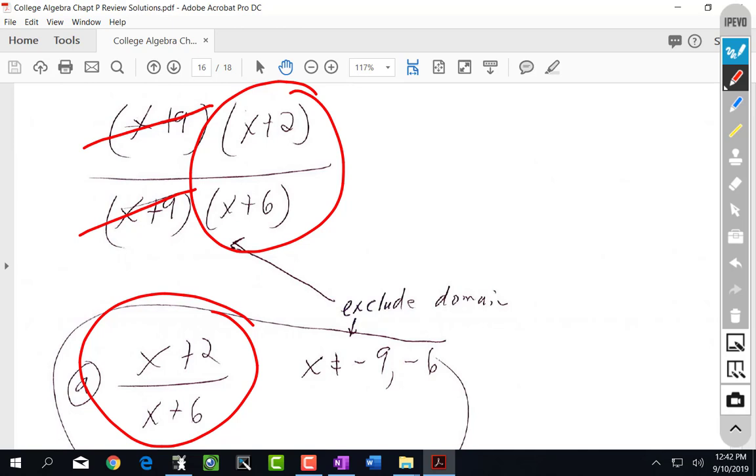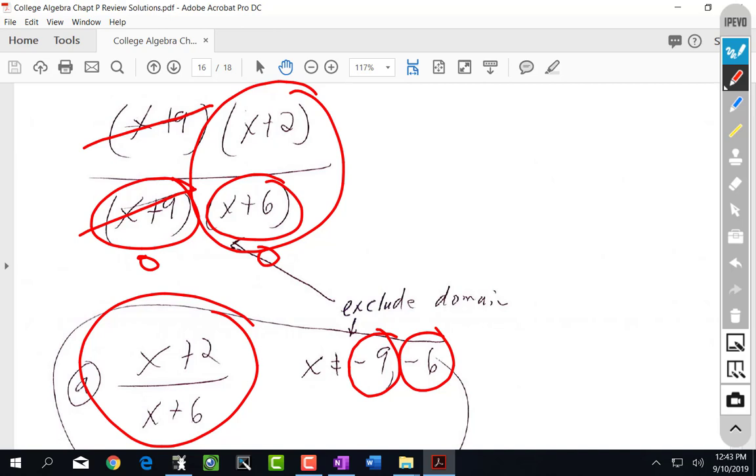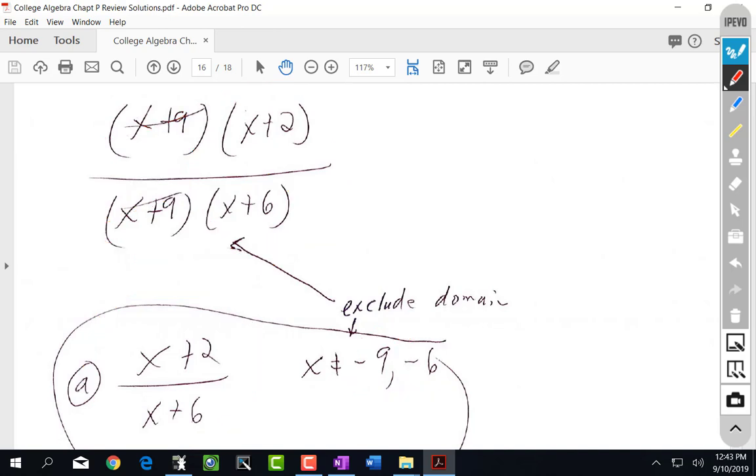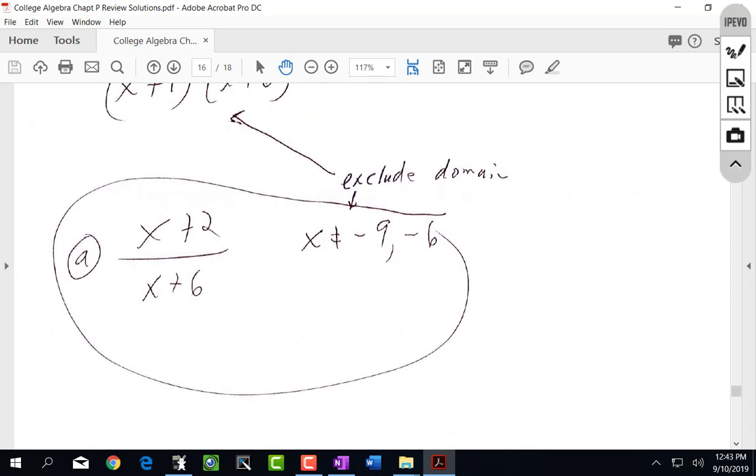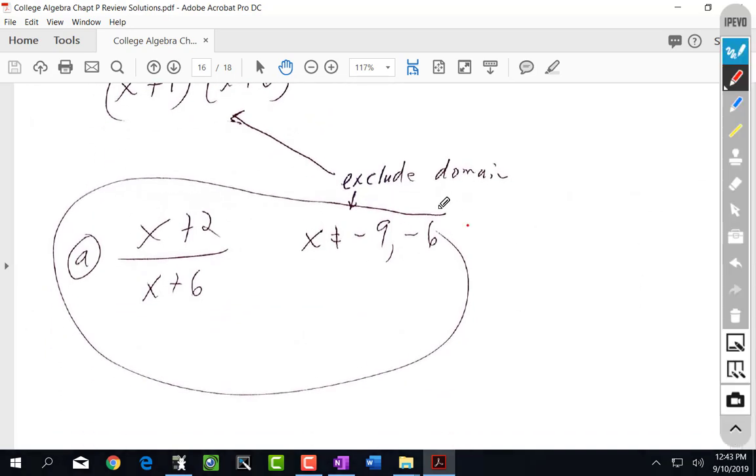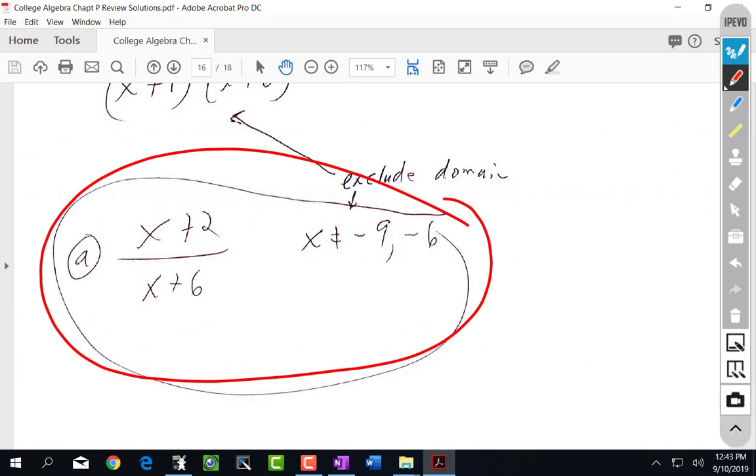So you'll notice that this x plus 9 right here, if the value of that is negative 9, that'll give me a 0 here. And x plus 6, if the value of that is negative 6, that also gives me a 0 there. So I can't have zeros in my denominator, so that's why I exclude negative 9 and negative 6 from the domain. So your answer ends up being x plus 2 over x plus 6. And then remember, x cannot equal negative 9 or negative 6. And that answer looks like it matches with A.